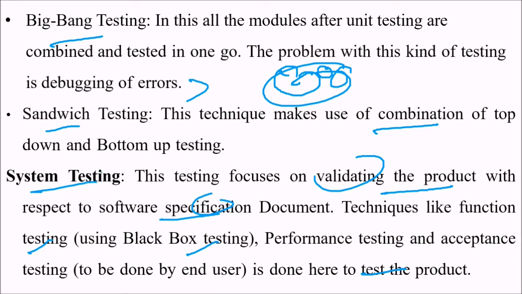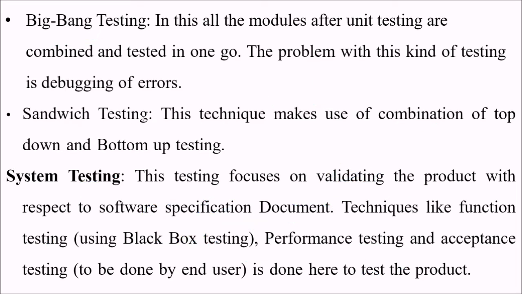So all these include, in software testing, the final black box testing, or if you are interested in coverage also, you can do that. But usually when we validate the software specification document, we do black box testing, performance testing, and acceptance testing, that is beta and alpha, in the system testing.